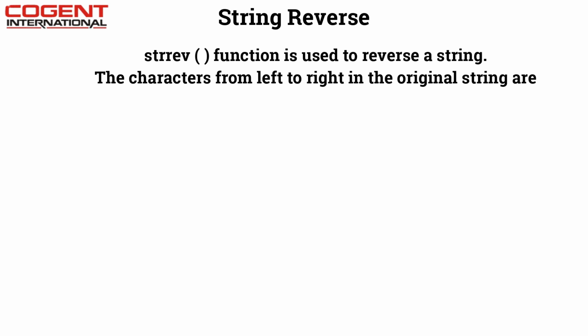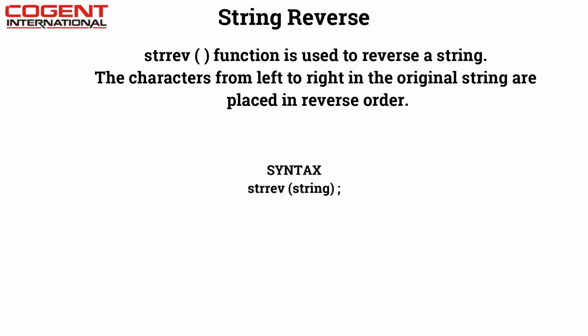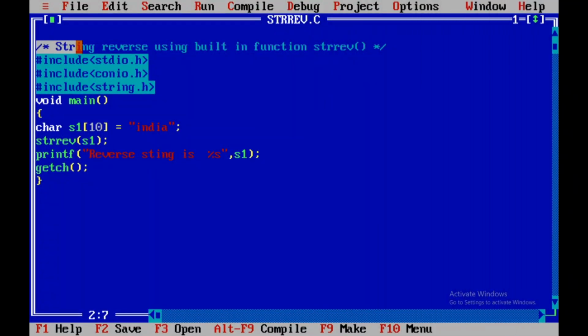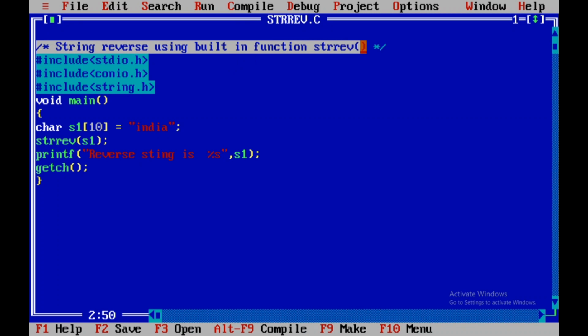Now let us understand the string reverse. The strrev function is used to reverse a string. The characters from left to right in the original string are replaced in reverse order. The syntax is like this: strrev, then a string. Okay, let us consider a C program to reverse a string using the built-in function strrev.